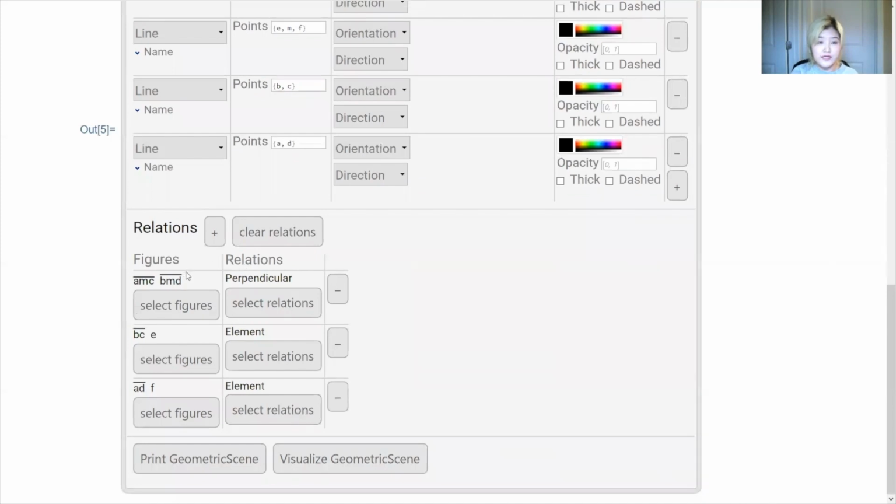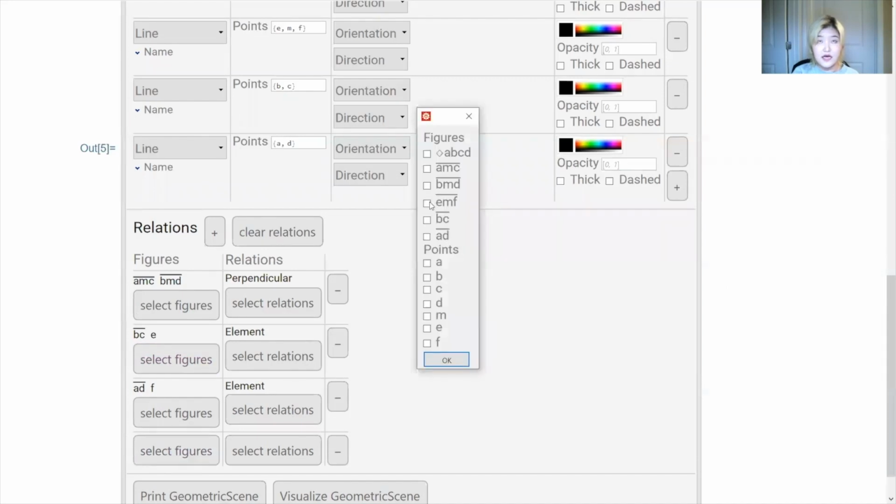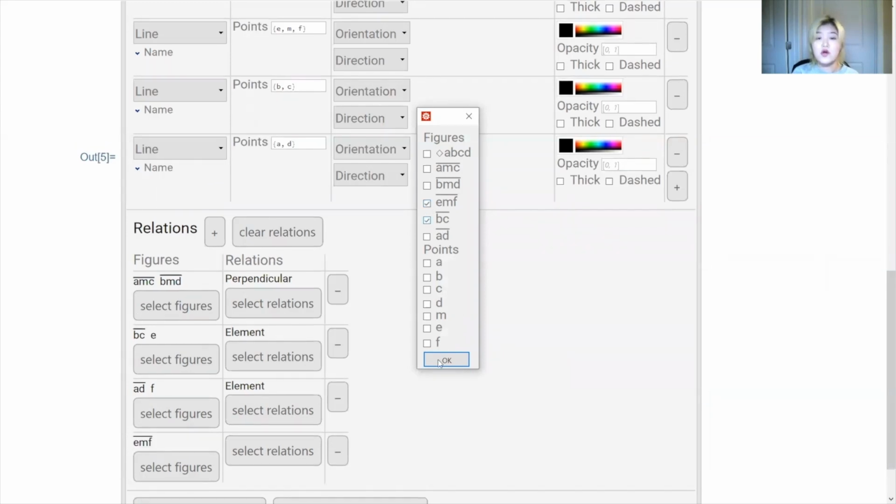So here, I have already put in some of the relations. This is the two diagonals being perpendicular to each other. And then E is on BC and F is on AD. I'm missing one of the relations, so I'm adding it here. So select my figures. The one we're missing is the line EF being perpendicular to the side BC.